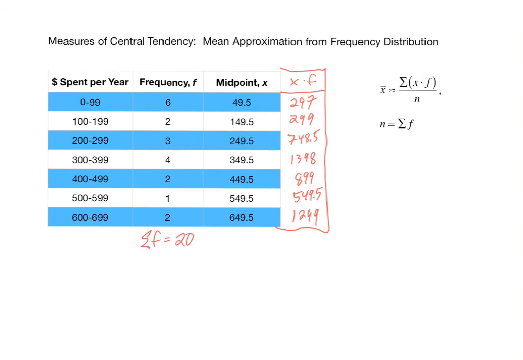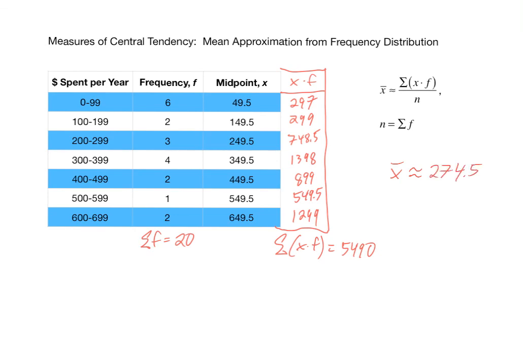The next operation we need to take care of is the sum. We need to take the sum to get this numerator here. So we need the sum of the x times f's, and we get 5,490. Our final move then is to take that number and divide it by sample size, which is sigma f, which is this. So we're going to take 5,490 and divide it by 20. And we get x bar is approximately equal to 274.5.